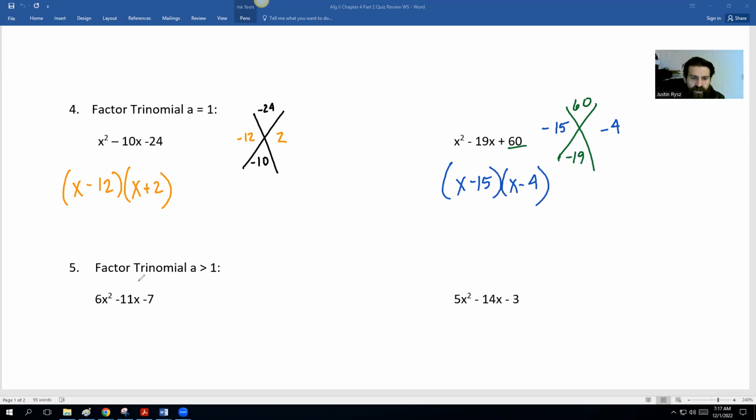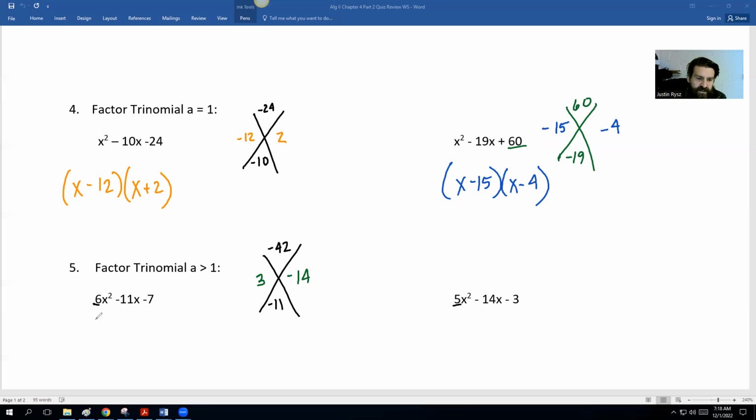All right, now when we have a trinomial, but the leading term is greater than 1, these are our slip and slide riddle problems. So we are going to have to multiply the 6 times the negative 7. It's negative 42. So that's our top number. Middle number is still negative 11. Ooh, this is going to make me think, what could we multiply together to get negative 42? Oh, is it 3 and 14? Yep. So it's a positive 3 and a negative 14.